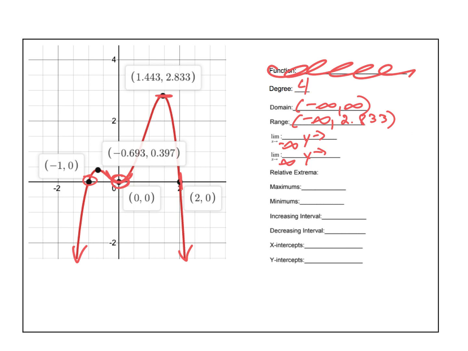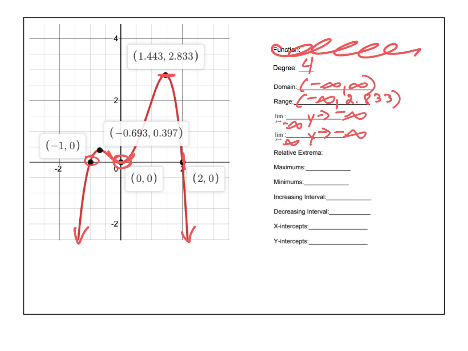Perfect. Limits, copy down our infinities, negative and positive. And then we said these are both going down forever. Whether I go left or right, I'm going down forever. So that's where y is going. Okay, max and mins, we should be getting pretty good at these. So if we look, technically we've got a max. This is definitely your highest max here, but we do have another one right here. So if you used both of them, perfect. If you just use the highest one, I don't care. Okay, so the highest one would be 1.443, 2.833. And then the other one, if you included it, negative 0.693, 0.397.